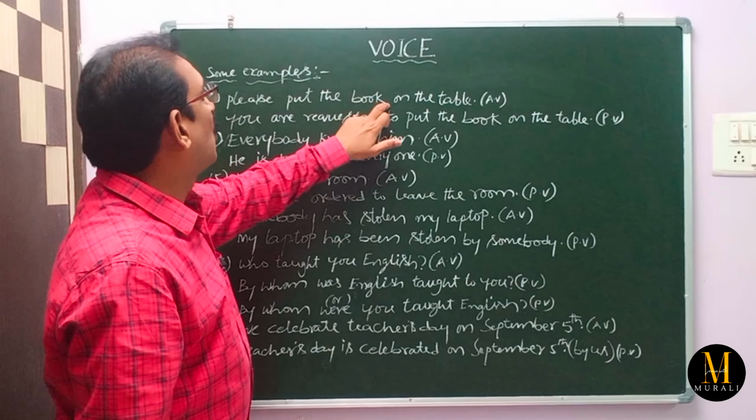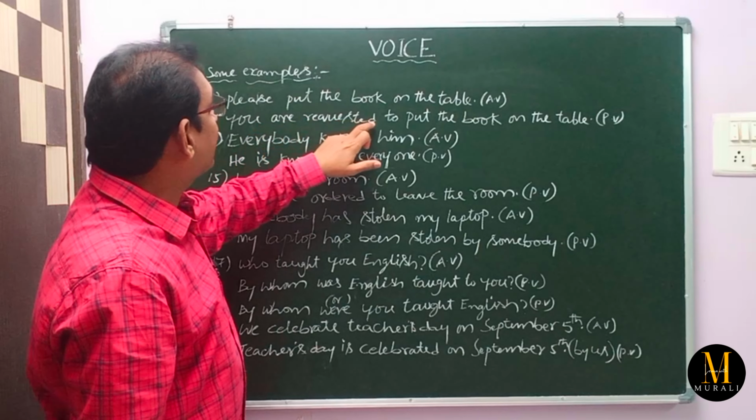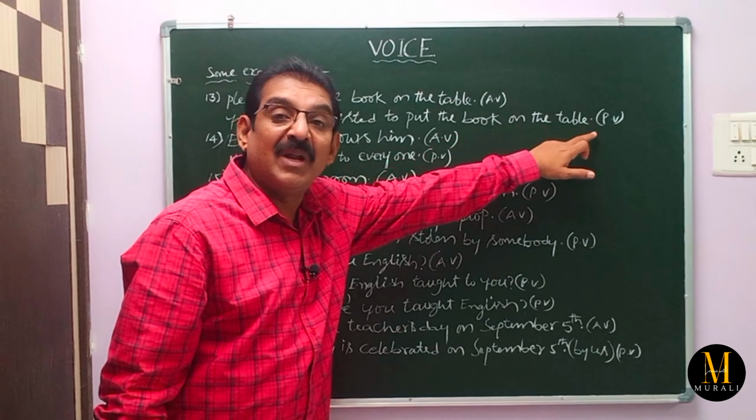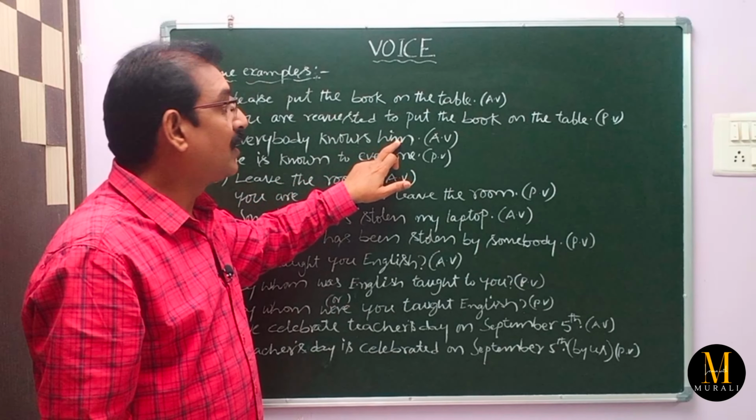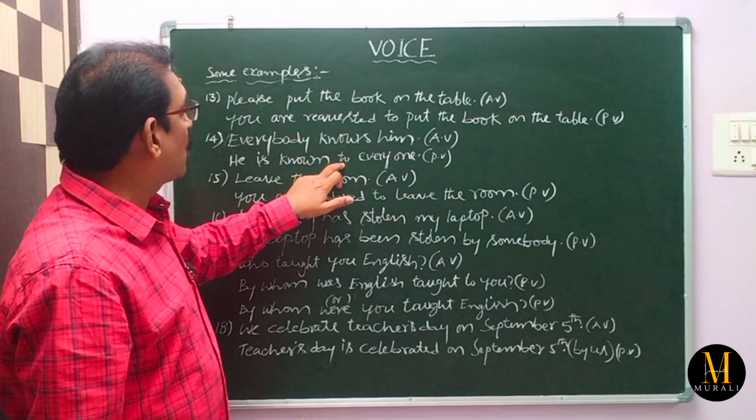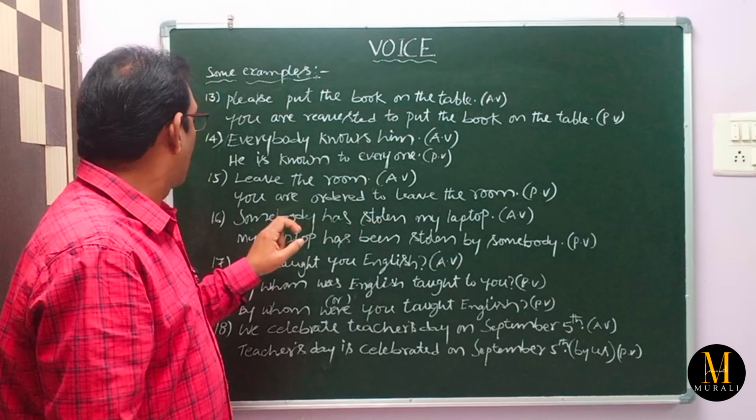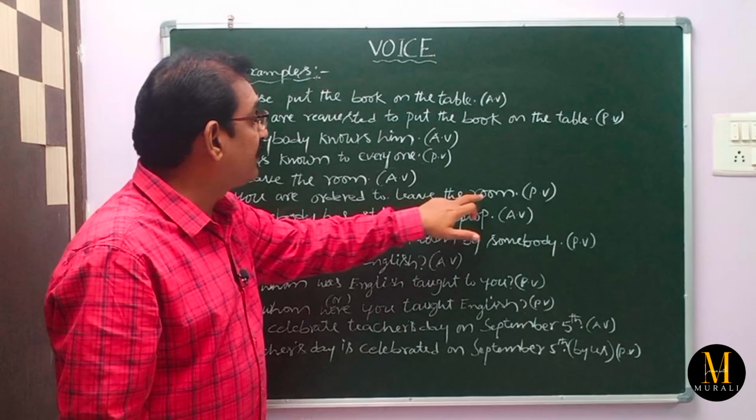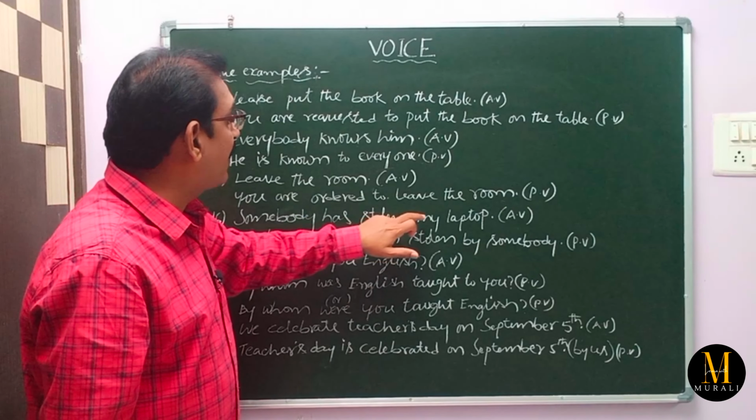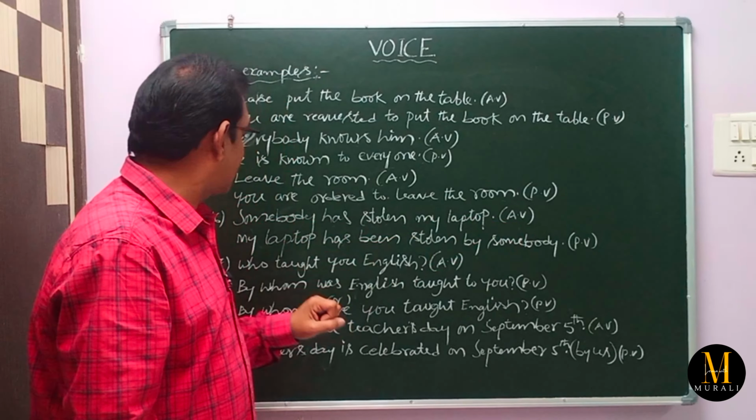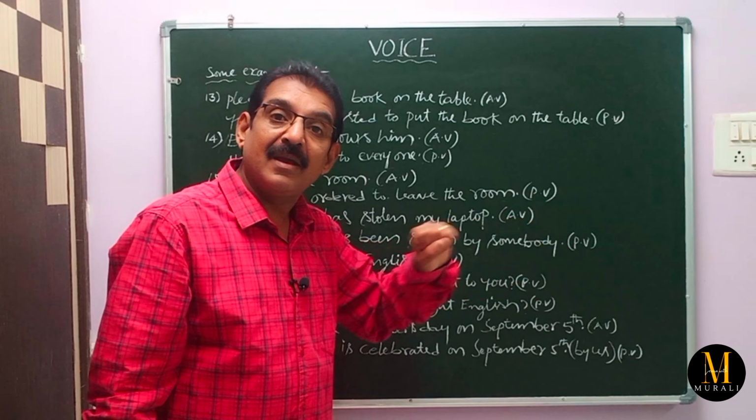Please put that book on the table, active voice. Here, you are requested to put that book on the table is passive voice. Next, everybody knows him, active voice. He is known to everyone, passive voice. Next, leave the room. You are ordered to leave the room, passive voice. Next, somebody has stolen my laptop, active voice. My laptop has been stolen by somebody, passive voice.